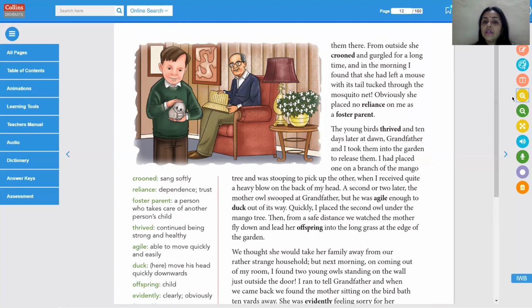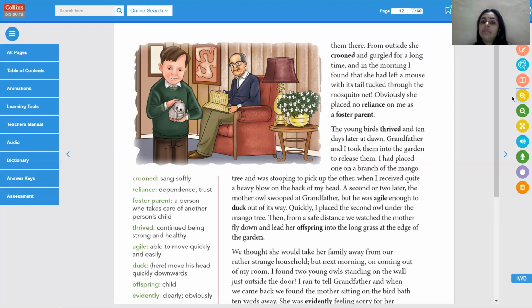From outside, she crooned and gurgled for a long time. And in the morning, I found that she had left a mouse with its tail tucked through the mosquito net. Obviously, she placed no reliance on me as a foster parent. Now see how caring mothers are. You know, these animals and birds, they're also very caring creatures for their young ones, for their babies.